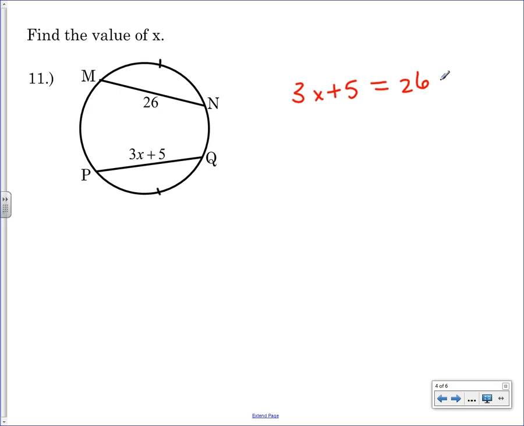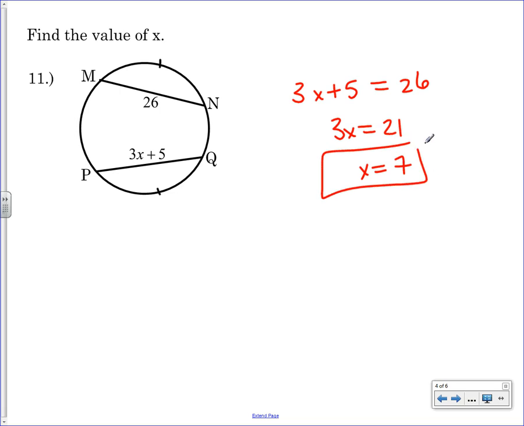So 3x plus 5 equals 26. Subtract the 5 and you get 21. So x is, is that what they wanted? Yes, x is 7. Let's say they wanted PQ.